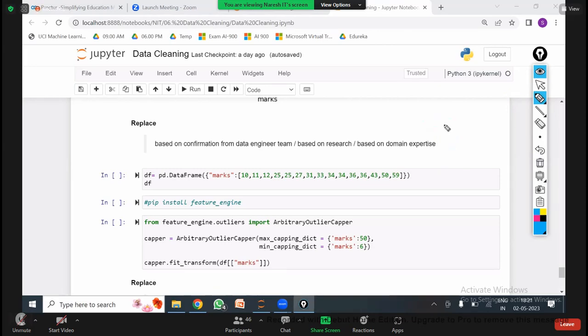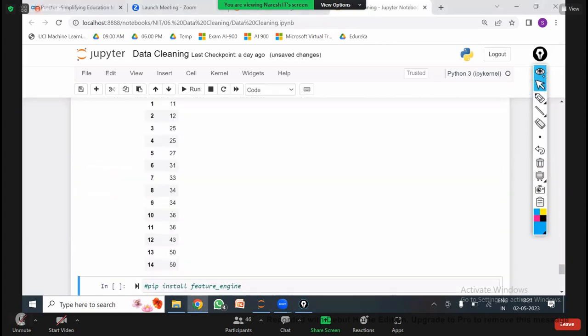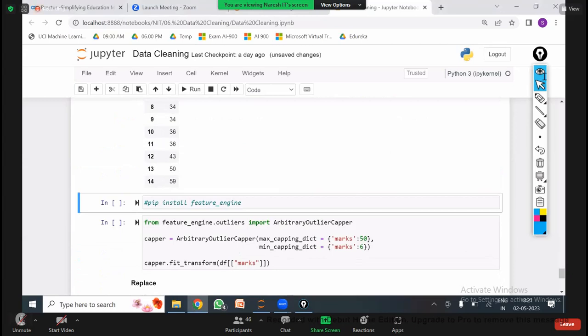But if it is not a data entry mistake, and you have worked it out based on your research or a domain expert, if the data engineering team or research team or domain expert gives you a perfect value, replace with that one. If you get the perfect number, directly replace with that number. That is the best option. If you are not able to get the perfect number, then what is the other choice? What is the second option? The second option is that statistically we are going to replace.